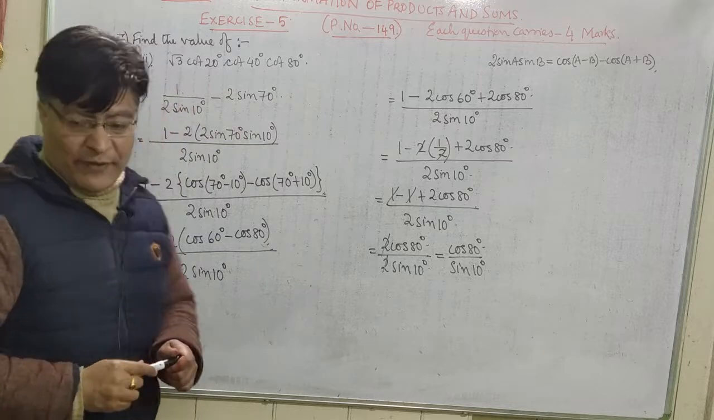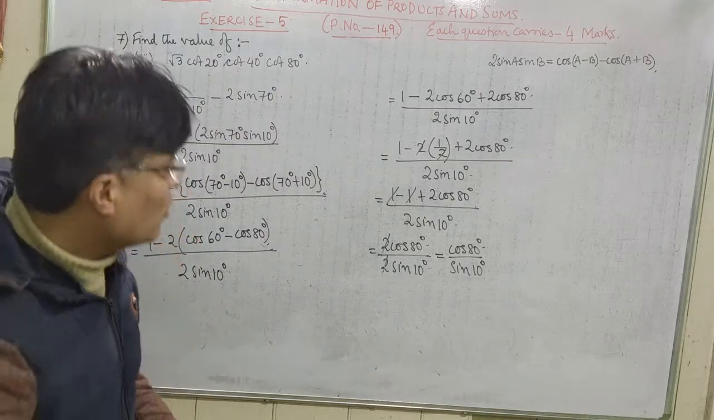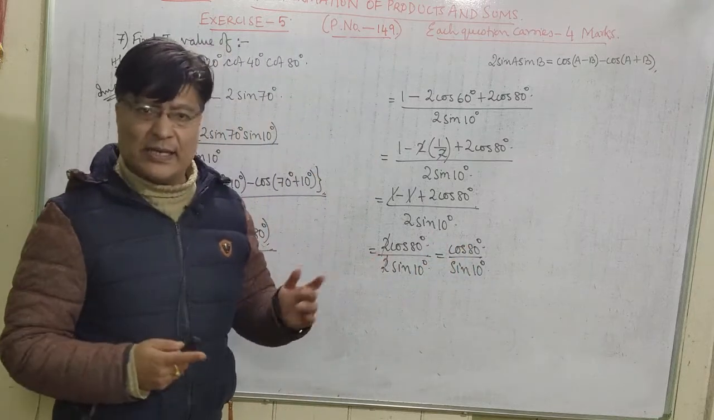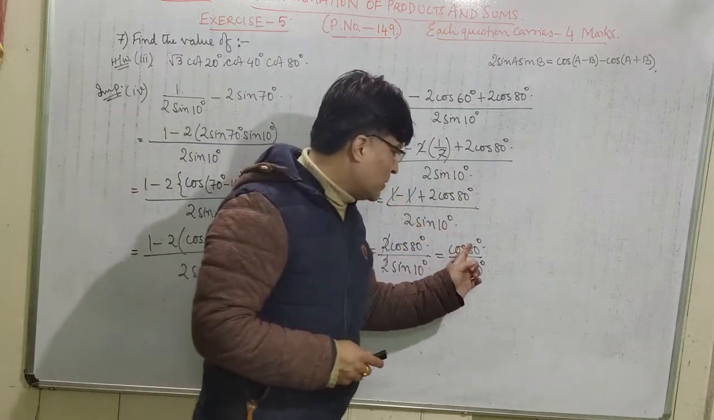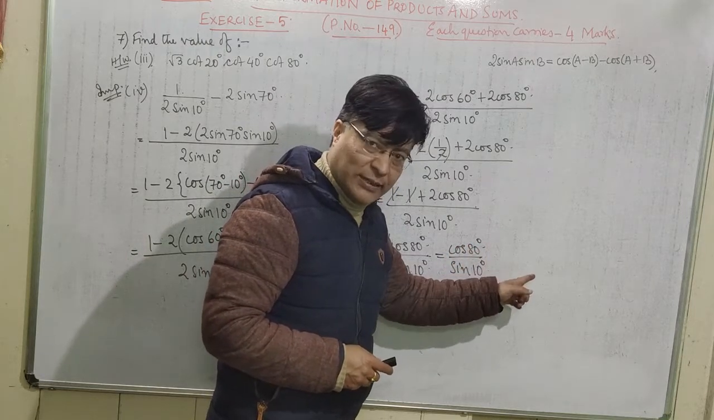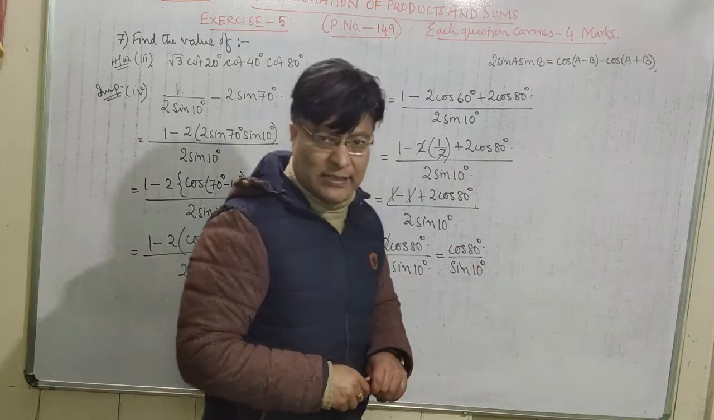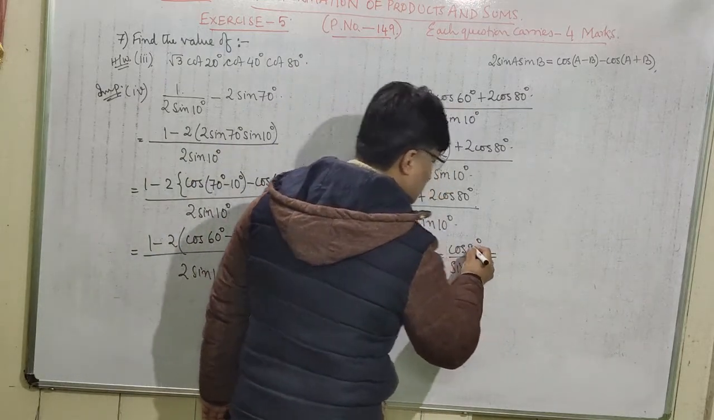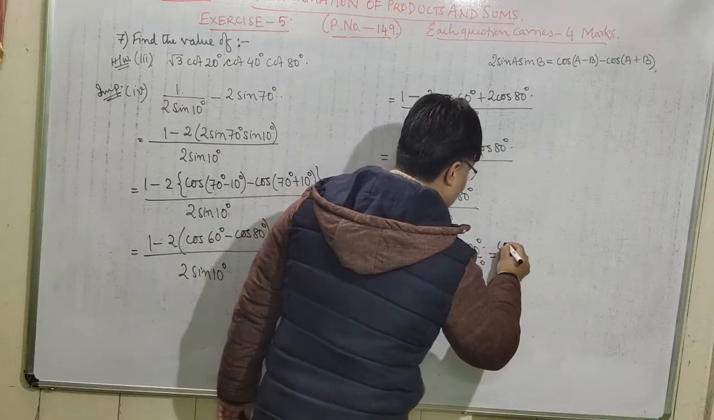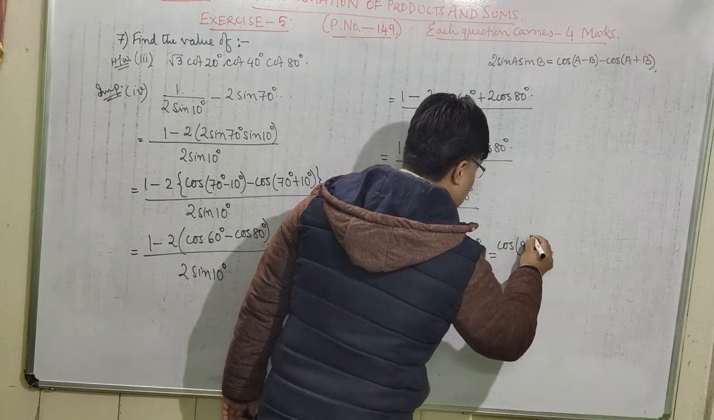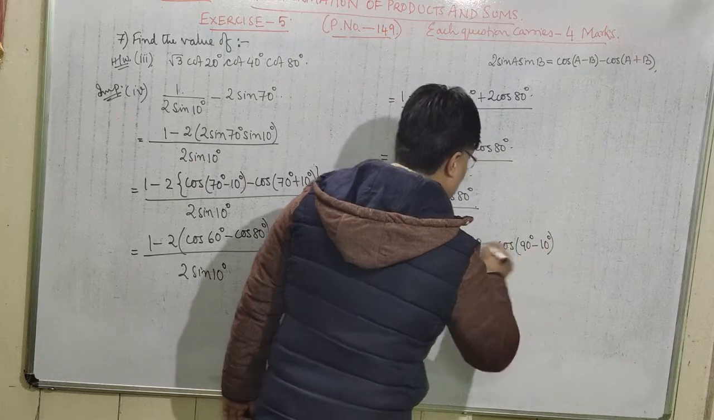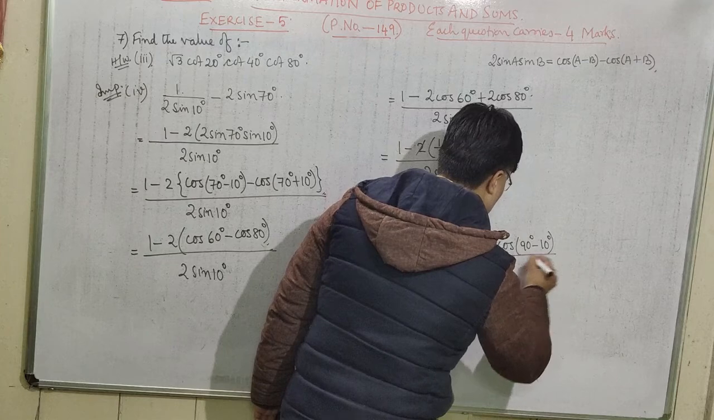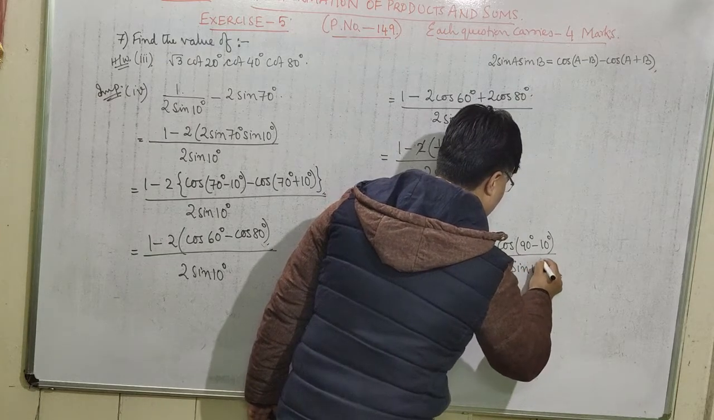So how can we simplify this expression now? You know that 80 plus 10 is 90 degree. These are complementary angles. That means you can either convert 80 into 10 degree or 10 degree in terms of 80 degree. Let us convert this 80 degree into 10 degree. So we can write it as cos 90 degree minus 10 degree divided by sine 10 degree.